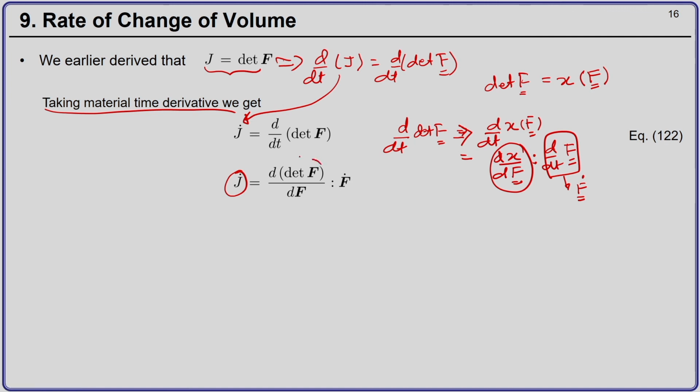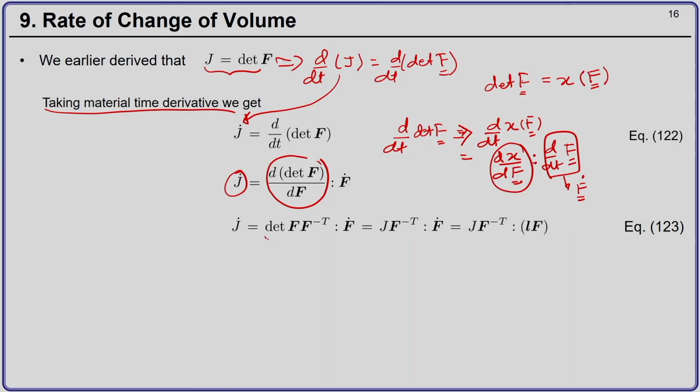If you look closely at this term, this is nothing but finding the derivative of the determinant of a tensor with respect to its components. If you recall from our discussion of the mathematical essentials for this course, the derivative of the determinant of a second order tensor with respect to the tensor components is the determinant of the second order tensor times F inverse transpose, the inverse transpose of the tensor itself.